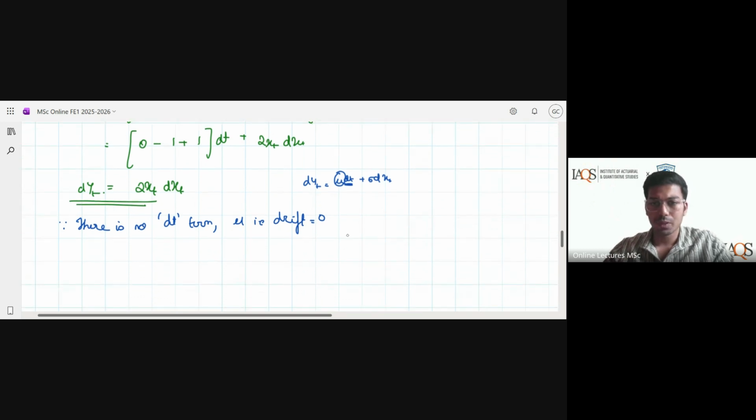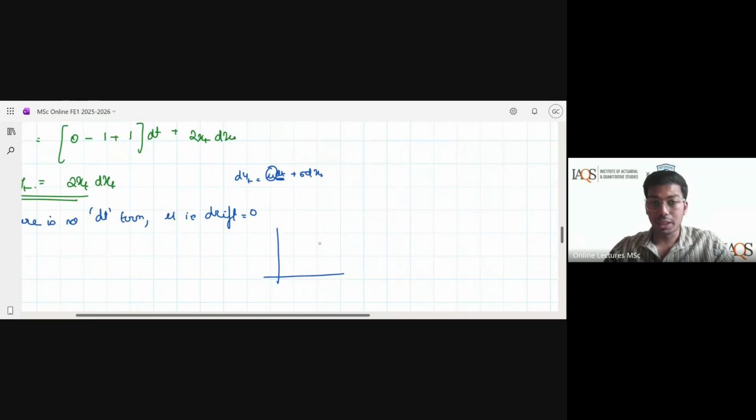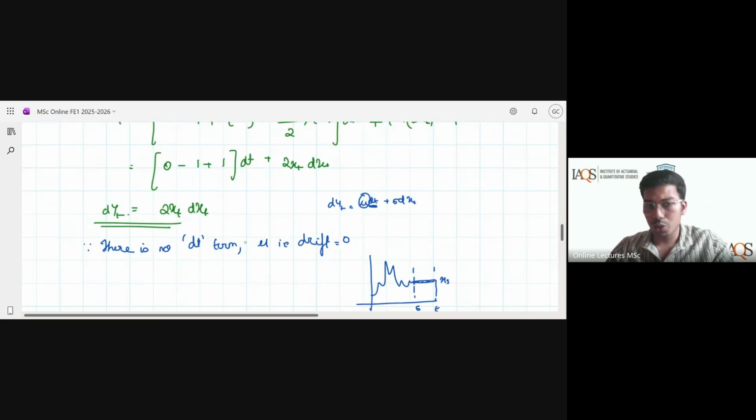Why so? Martingale was what? Expectation of X_t given F_s is equal to X_s. That means there is no increasing trend, no decreasing trend. It has to be a flat line, which means drift is ideally equal to 0. Can I say over here drift is actually equal to 0 because there is no dt related term over here? Therefore, Y_t is a martingale.